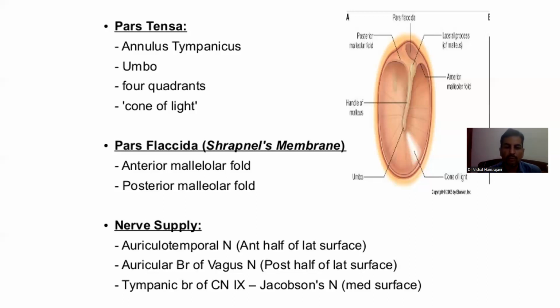The nerve supply of the tympanic membrane: the auriculotemporal nerve supplies the anterior half of the lateral surface. The auricular branch of the vagus nerve supplies the posterior half of the lateral surface, and the tympanic branch of the ninth cranial nerve, which is also known as Jacobson's nerve, supplies the medial surface of the tympanic membrane.